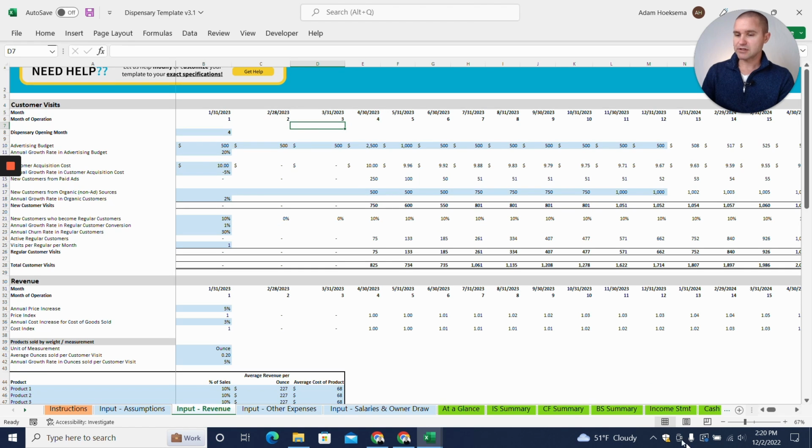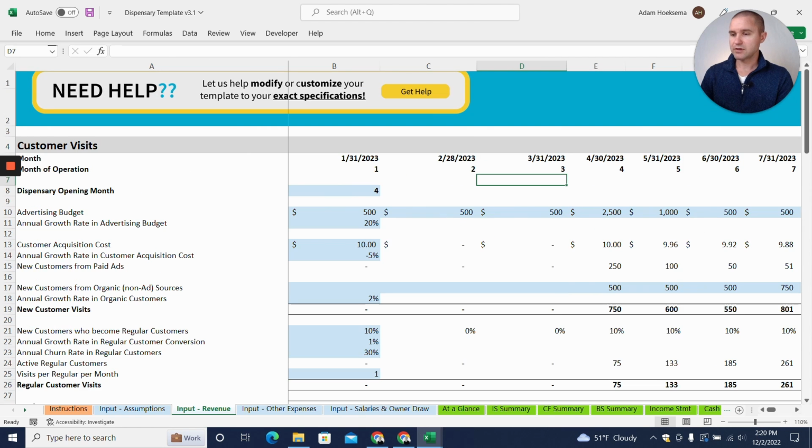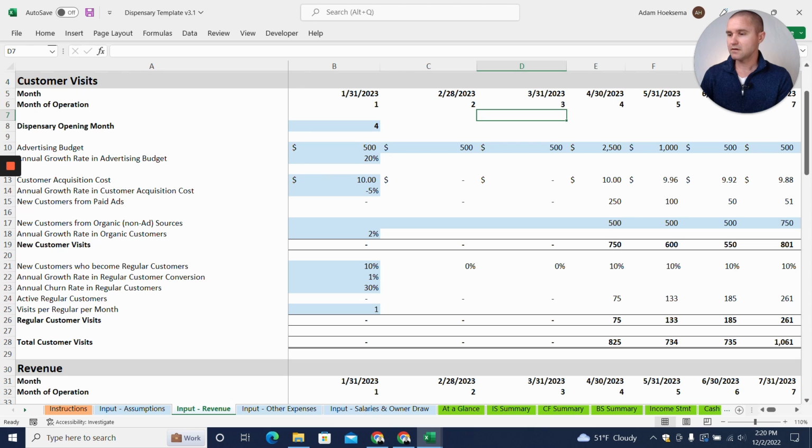All right, so then jumping over to our input revenue tab, the way this is built out is that we assume you have some sort of advertising budget. And we'll set up this advertising budget, and then we have a customer acquisition cost. So what do we think it will cost in advertising in order to get one customer to come in the door? And so we're saying a $10 customer acquisition cost, and we're saying that has actually a negative growth rate.